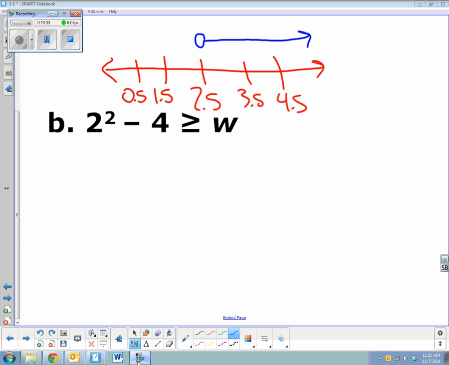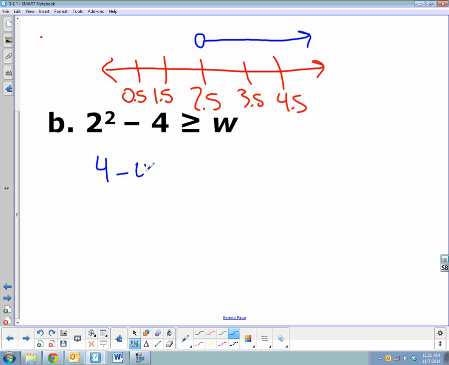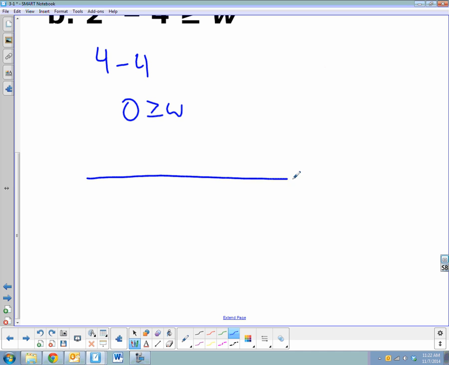All right, so I'm going to assume that you tried it. So 2 squared is 4, minus 4 is 0. So W is greater than or equal to 0, or excuse me, 0 is greater than or equal to W. So now I'm going to make a graph. There we go, 1, 2, 3, 4, 5. I'm going to put my solution, 0, right in the middle. So 0, I'm just going to count by ones again because why not?